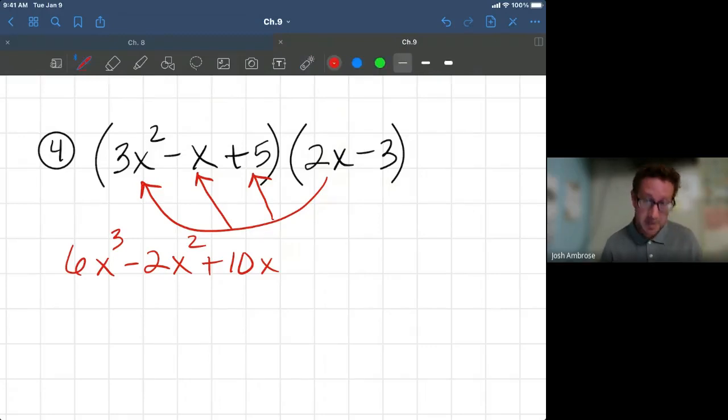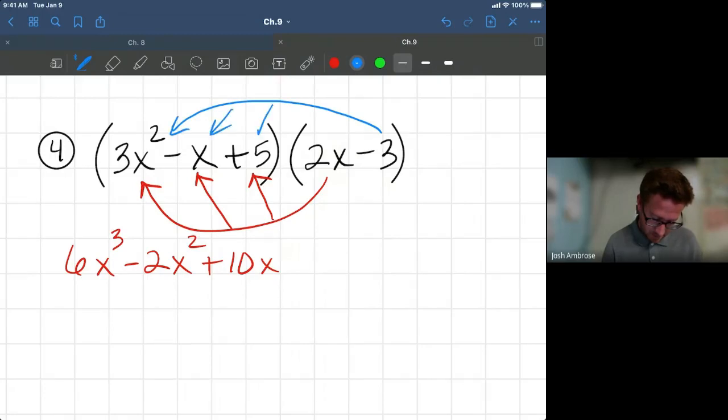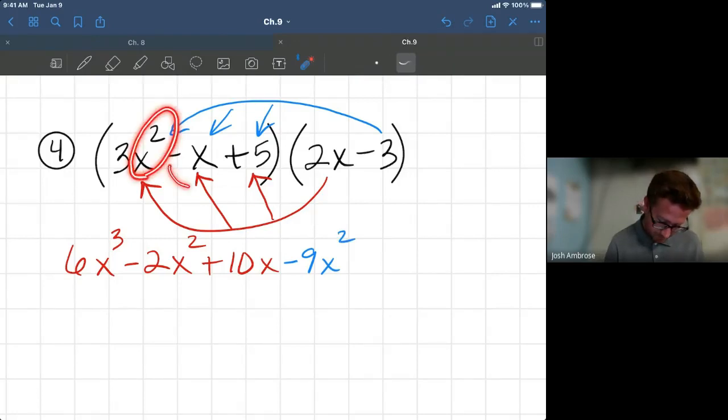Now we have to do the -3. So let's change the color. Let's show -3. It's going to go here, here, and here. All of that. So -3 times a +3 gives me a negative 9. But then the x squared right here is what gives me that right there.